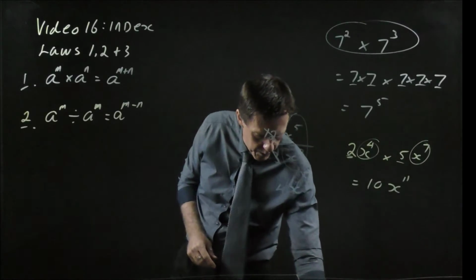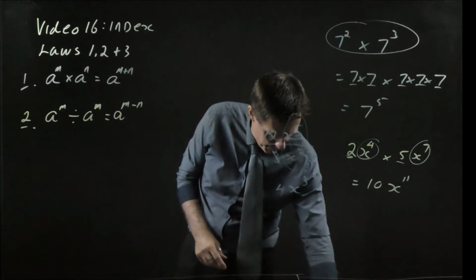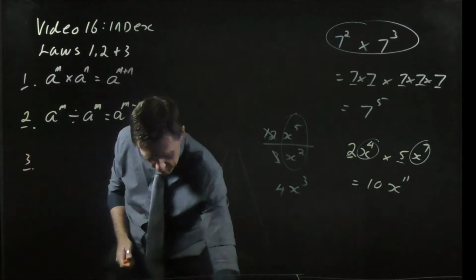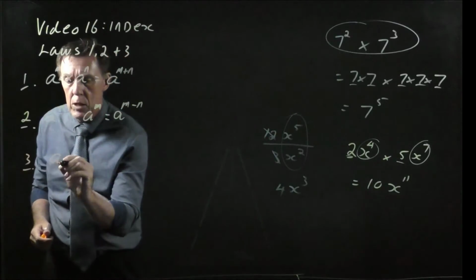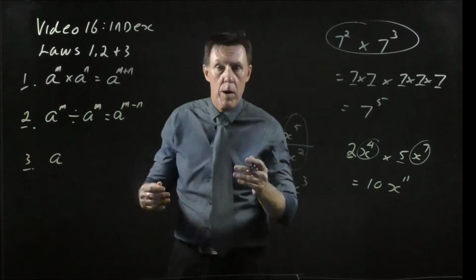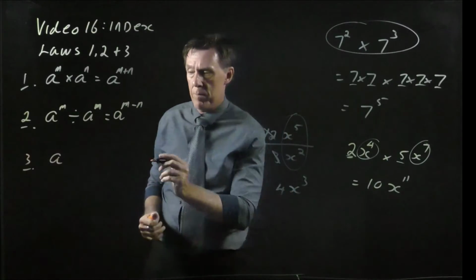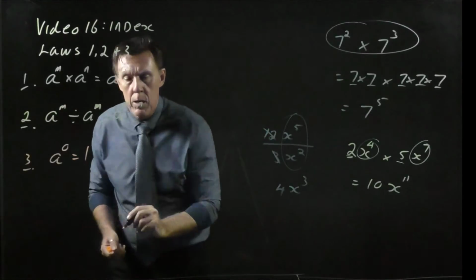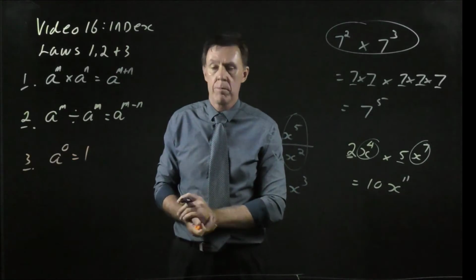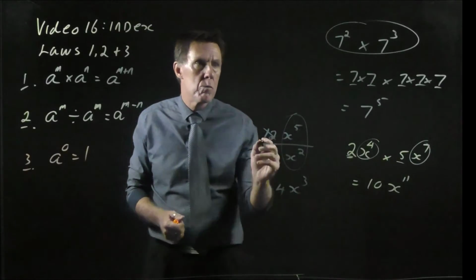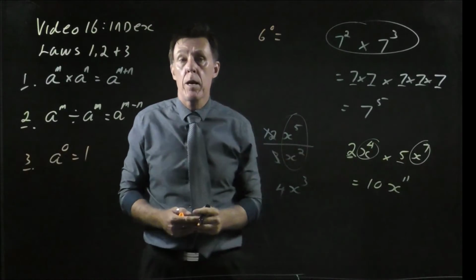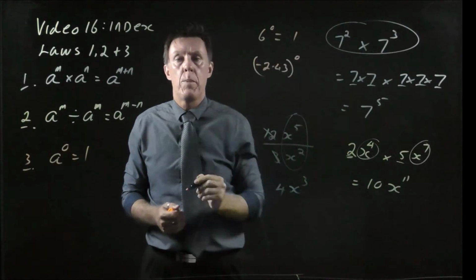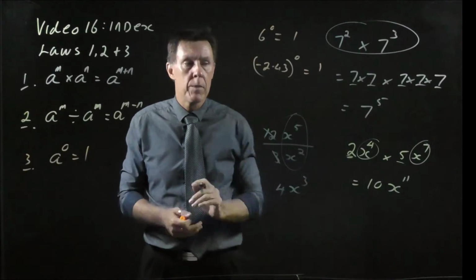Now, our third index law is going to be, this might seem like a strange one to you. If you take any number and raise it to the power of 0, you will get 1 as the result. Try it on your calculator. Go 6 to the power of 0 on your calculator, you'll get 1. Negative 2.43 to the power of 0, you will get 1.